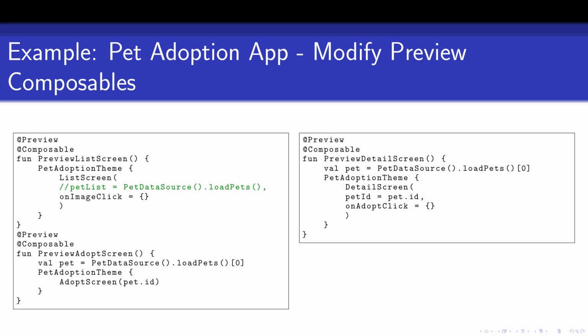We also need to update our preview composables. Instead of manually passing lists or pet data, we now pass a pet ID and let the ViewModel handle the rest. This keeps our previews accurate and ensures they reflect the behavior of the actual app.